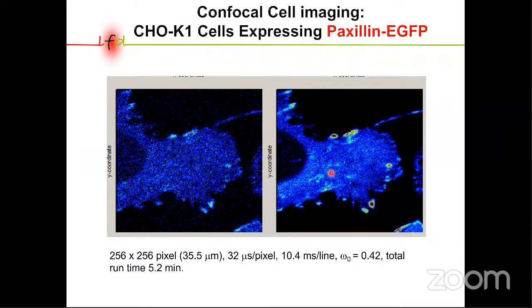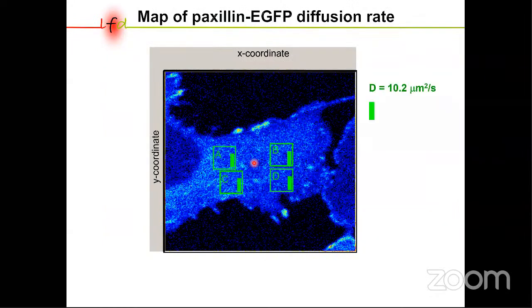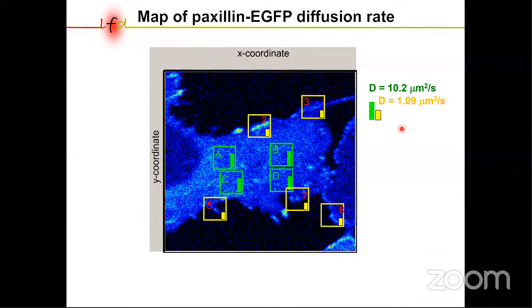So here are some laser scanned images again of a cell expressing this EGFP penicillin. And we do our RICS analysis. Now, of course, we are interested: is there a difference in the diffusion between the cytoplasm, say, and a region closer to the membrane around the focal adhesions? Well, if we analyze the cytoplasm, we get about 10 microns square per second. But if we go to those adhesion structures, it's very different, very slow, 1 micron square per second, or in some regions even slower than that.